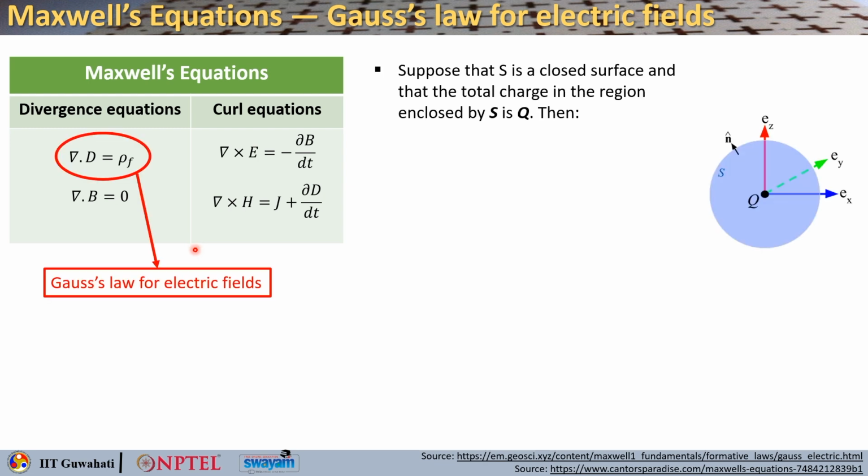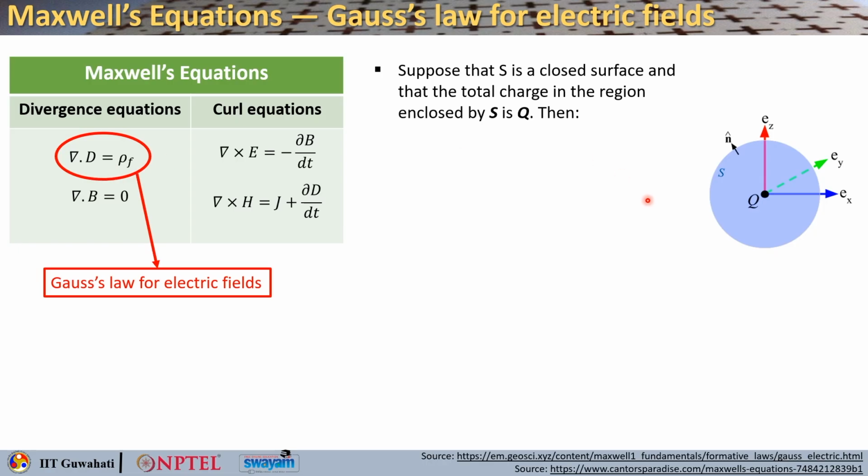If you look into the Maxwell's equations, it is basically a set of 2 divergence equations and 2 curl equations. So, let us focus on the first one here, and this particular law is called the Gauss law for electric fields. Now, how do you understand or interpret this law? It says del dot D equals rho f.